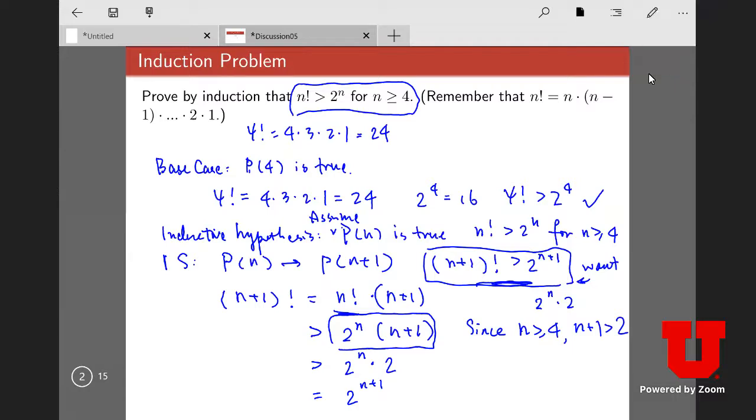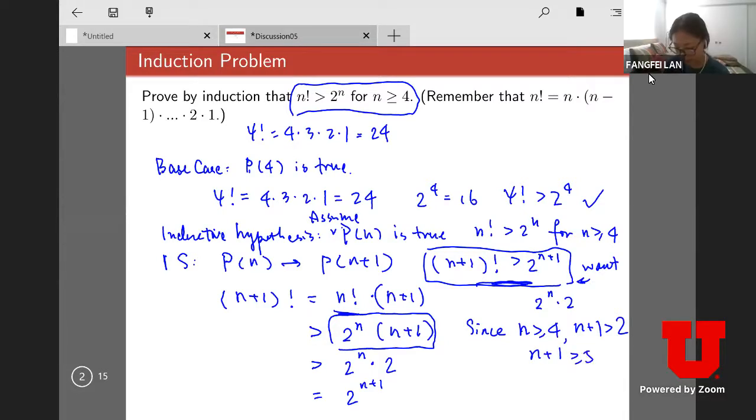How are you able to make the assumption that n plus 1 is always going to be greater than 2? Do you just do it since n is always going to be greater than 4? Yes, because n is always greater than or equal to 4, right? So no matter what n you plug in, n plus 1 is at least 5, right? Right. Yeah, so if n plus 1 is at least 5, then n plus 1 is greater than 2 is always true. Okay, thank you.